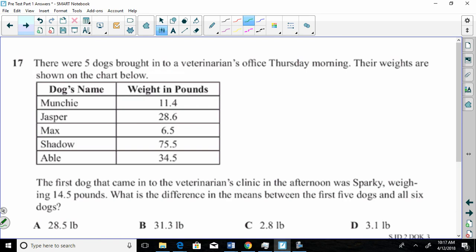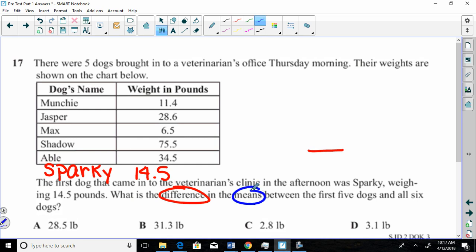All right, so the first dog is Sparky. Here's my little guy, Sparky. And he is 14.5 pounds, right? And so they're saying, what is the difference? What does difference mean? Subtract. I know I'm subtracting my answers. In the means. What is means? Average, right? Add them and divide by how many? Between the first 5 dogs, so these 5, and all 6 of them.